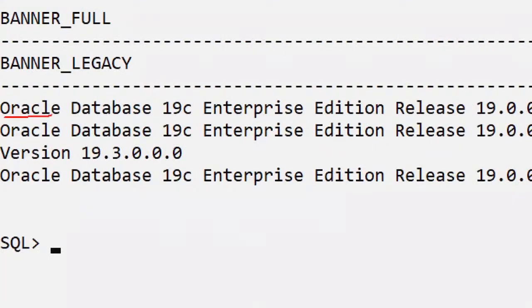Oracle is a product from Oracle Corporation. But what type of product is it? A database product. What version are we learning in our course? 19c is a version of this DB product only.